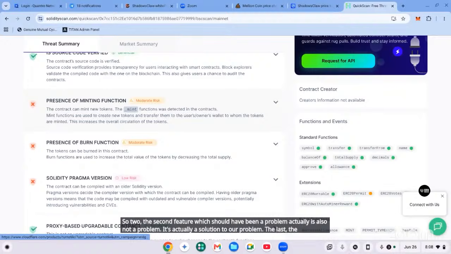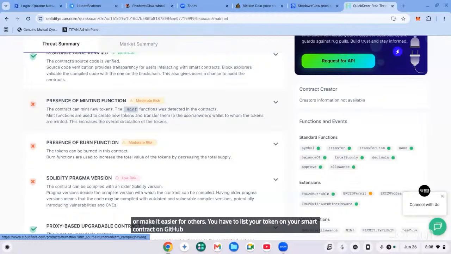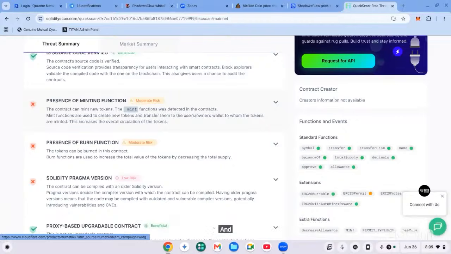The third one, which is the Solidity Pragma version, is a general thing. You have to make your smart contract compilable or make it easier for others. You have to list your token on your smart contract on GitHub. If you want people to look into your smart contract and see if genuinely what you claim is real, you have to make it open for others to also compile it and then look out for the threats involved. So for that matter, the third one is not an issue.